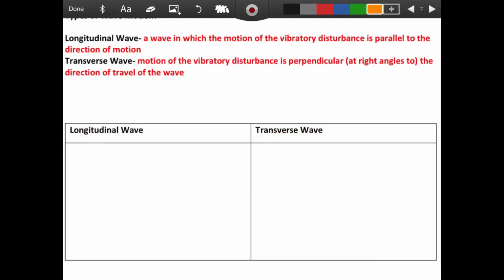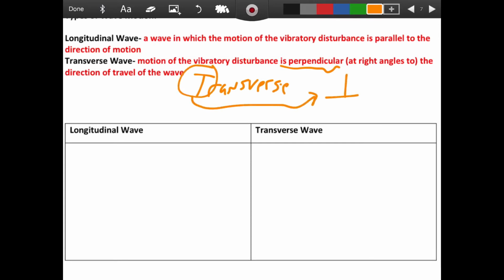And move on to our types of waves. And for now, there's going to be two types of wave motion that we're going to focus on. The first one is longitudinal waves, where this is a wave in which the motion of the vibratory disturbance is parallel to the direction of motion. And a transverse wave is the motion of a vibratory disturbance is perpendicular, at right angles, to the direction of travel of the wave. Easy way to remember this, if we take the first letter in the word transverse, so we take this T and we write it upside down, well, boom, there is our symbol for perpendicular. So transverse, look at that T, and you'll remember that it is perpendicular.